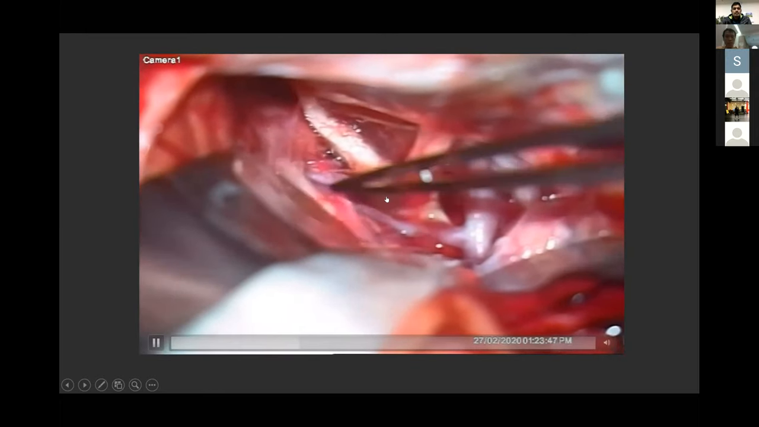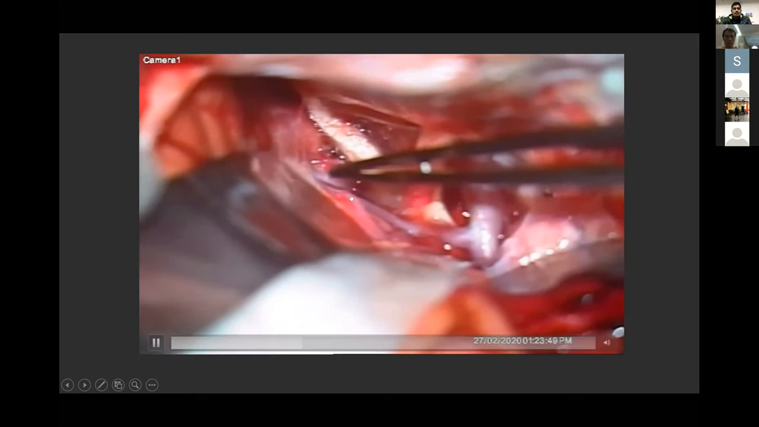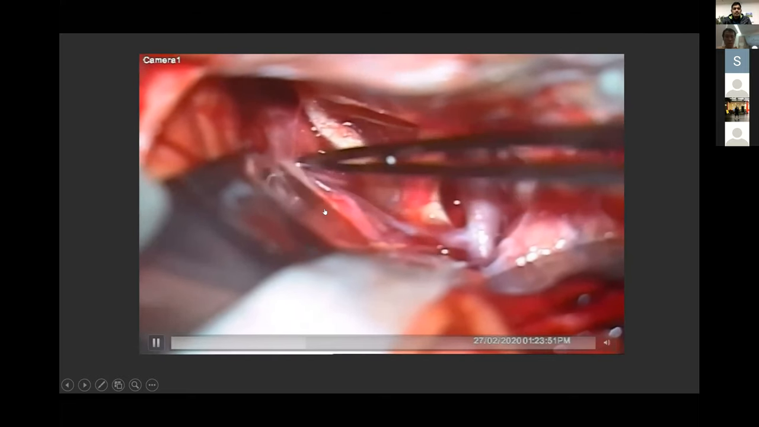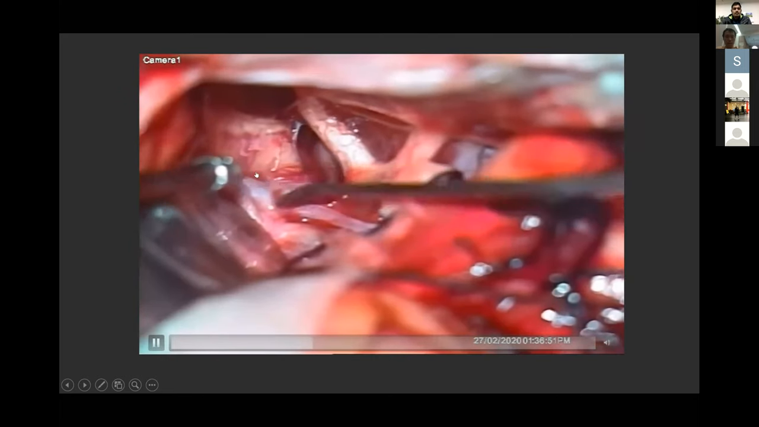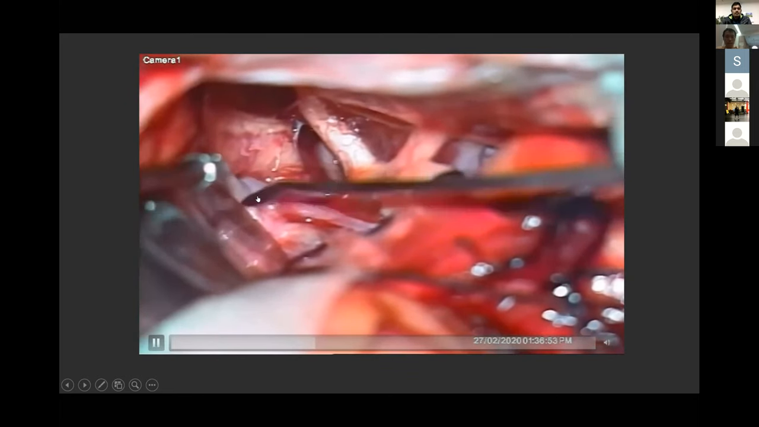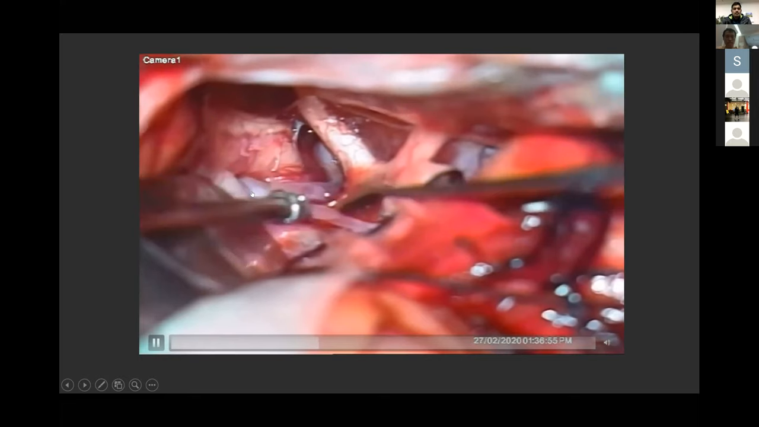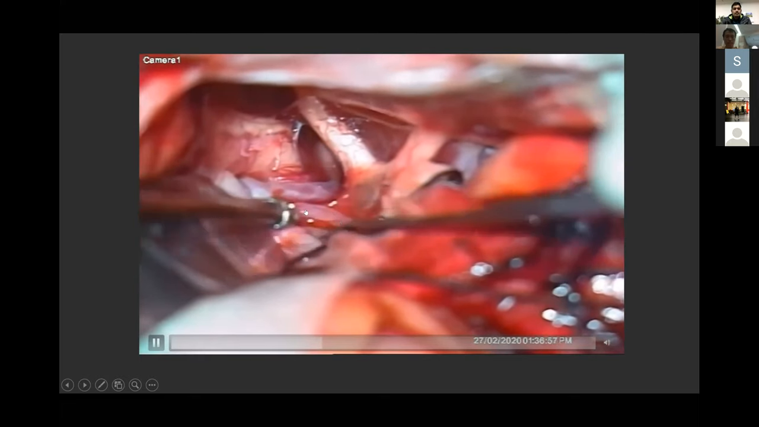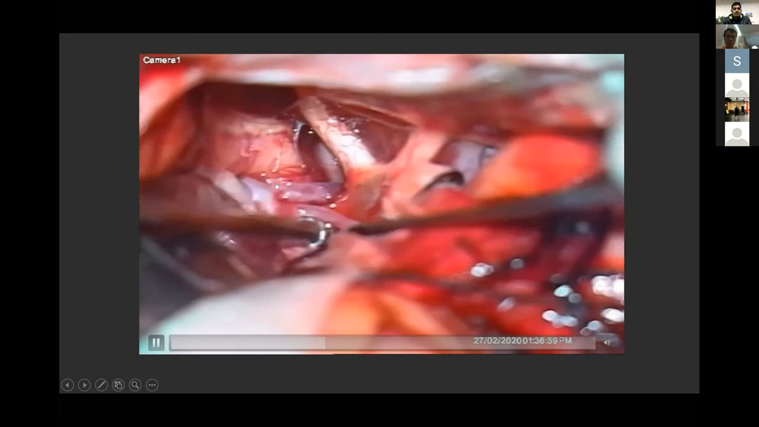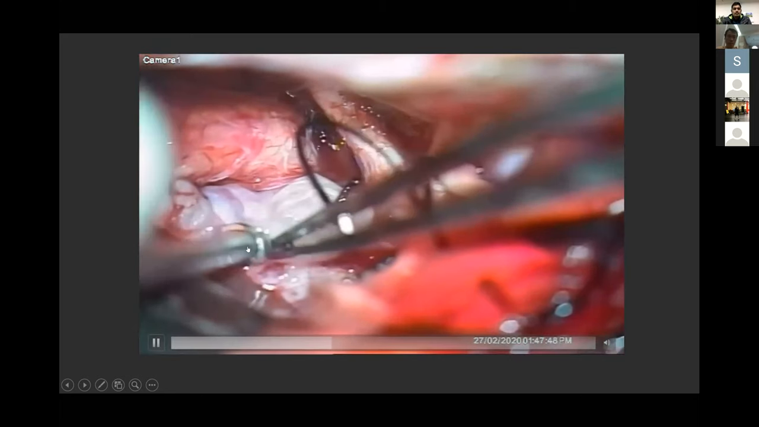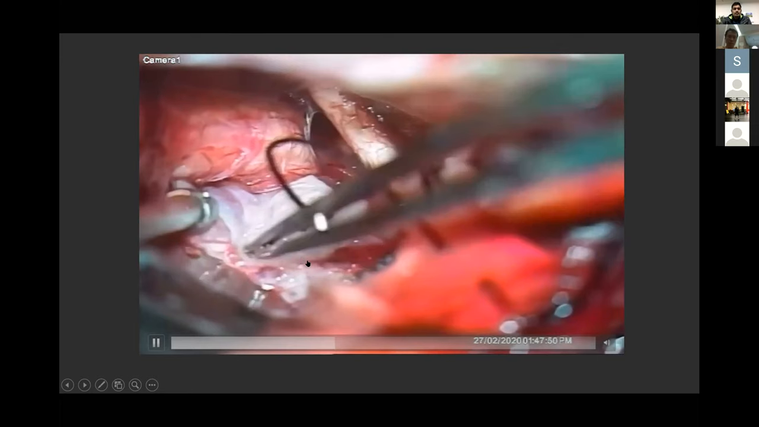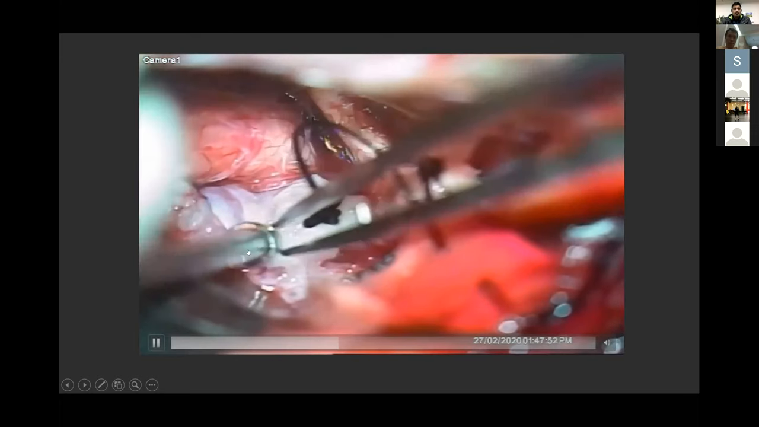Not in every case we want to open it and readjust the Leyla retractors. And here is the ACOM and the aneurysm will appear. So ipsilateral A1, ACOM, contralateral A1. And here is the cottonoid between the ipsilateral A1, ACOM, and ipsilateral A2.